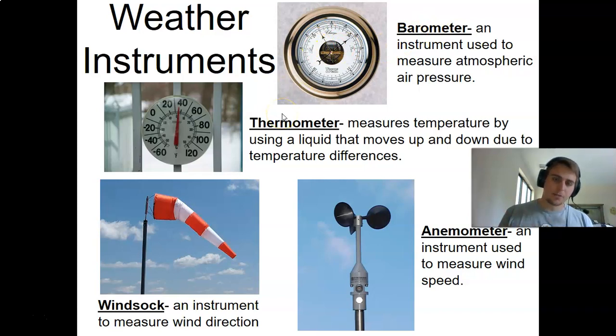Thermometers, I'm sure you're very aware of, measuring temperature using a liquid that moves up and down. Windsocks seem like a really silly thing to use, but are a very important instrument to measure wind direction. Relatively sensitive depending on how you have it. And then this one, I dare you to try to get this word right, is an anemometer. This is an instrument used to measure wind speed. These little cups will pick up wind moving in any direction, spin around, and depending on how quickly it spins, we can measure wind speed.